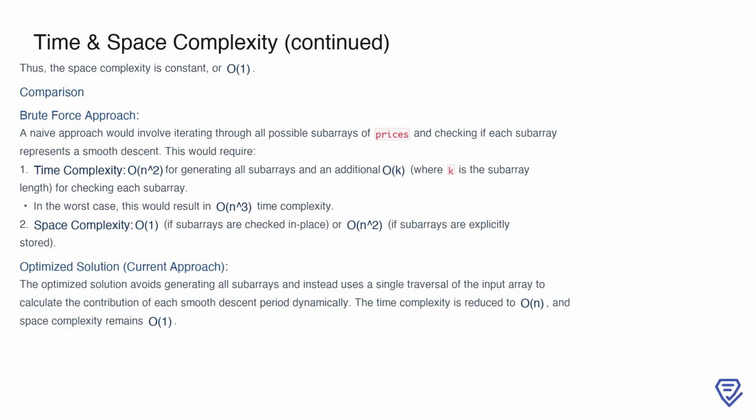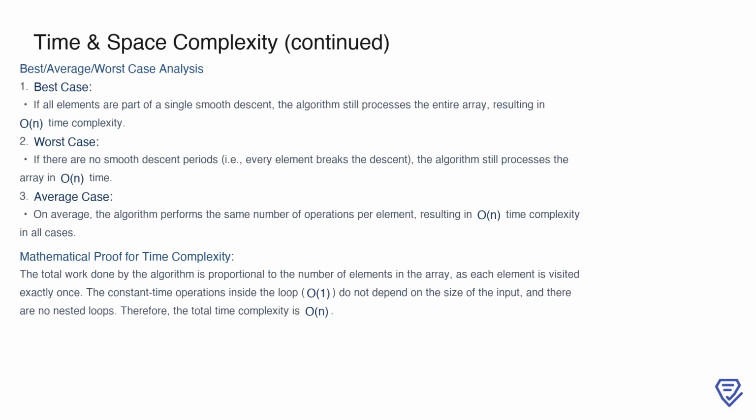This reduces the time complexity to O(n), while maintaining a space complexity of O(1). Analyzing the best, worst, and average cases, the algorithm consistently demonstrates O(n) time complexity. In the best-case scenario, if all elements in the prices array are part of a single smooth descent, the algorithm still processes the entire array once, resulting in O(n) time complexity. Similarly, in the worst-case scenario, where no smooth descent periods exist, e.g., if every element breaks the descent, the algorithm still traverses the array once, so the time complexity remains O(n).